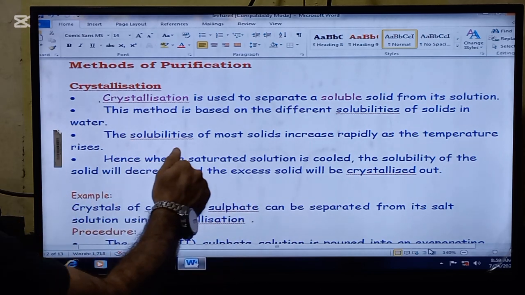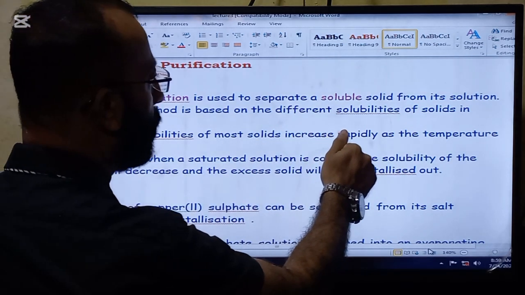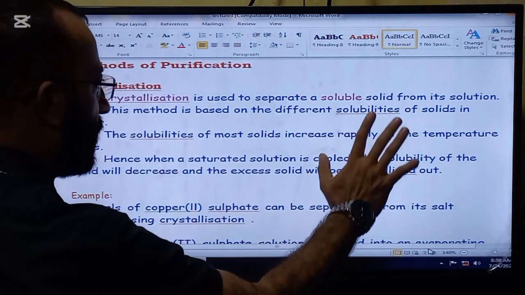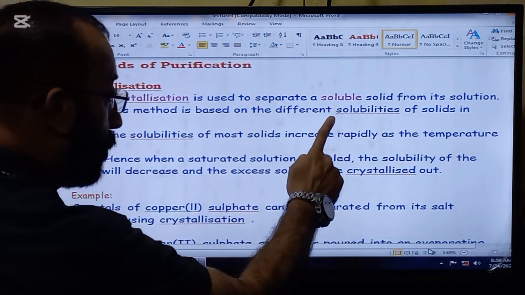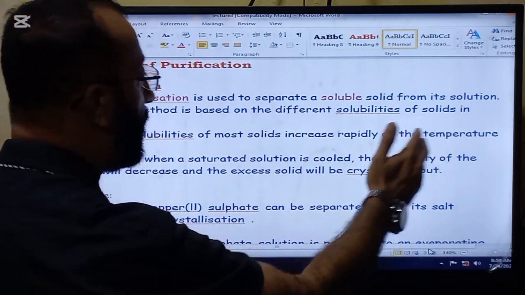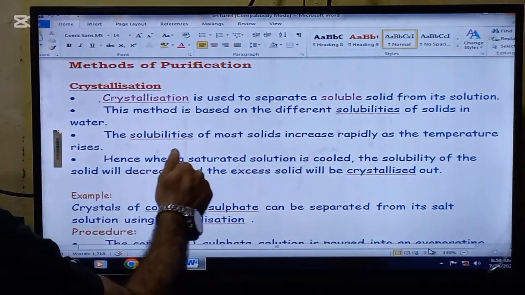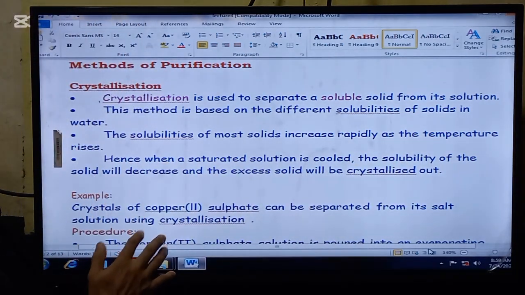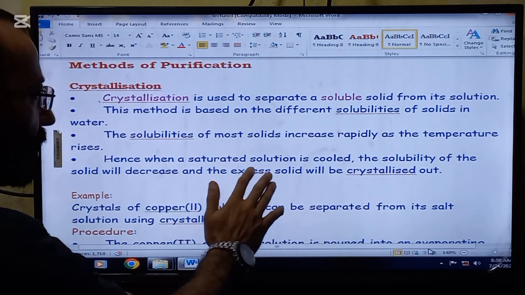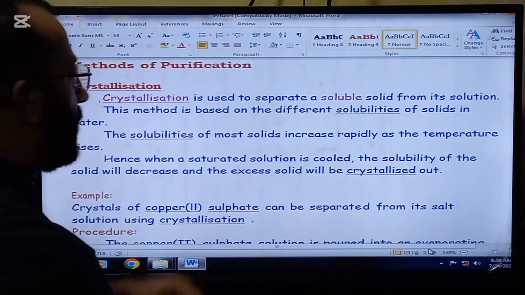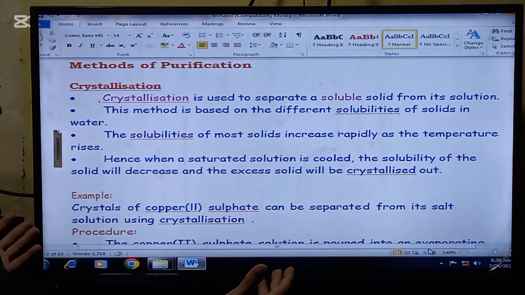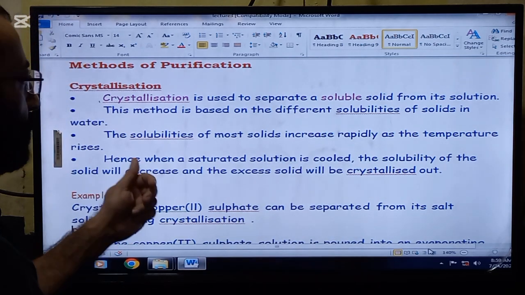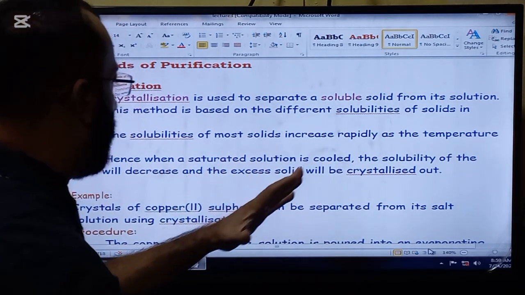So crystallization is used to separate a soluble solid from its solution. So this is the explanation. The first thing, soluble solid is going to be separated from the solution. This method is based on the different solubilities of the solid in water. The solubilities of most solids increase rapidly as the temperature increases. So this is a very common point in chemistry. So as the temperature rises, the solubility of most solids increases.